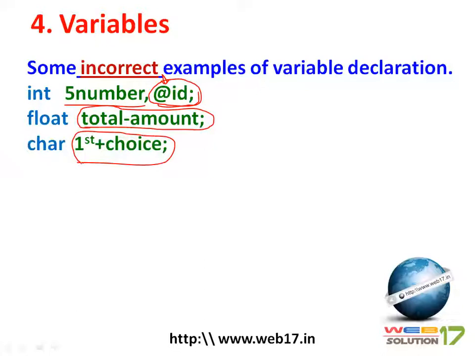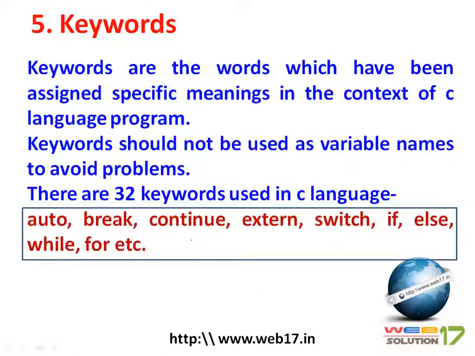The last one is keyword. So what is a keyword? Keywords are the words which have been assigned a specific meaning in the context of a C language program. A keyword should not be used as a variable name. There are 32 keywords in C language. Some of them are auto, break, continue, extern, switch, if, else, while, do while, for, etc.